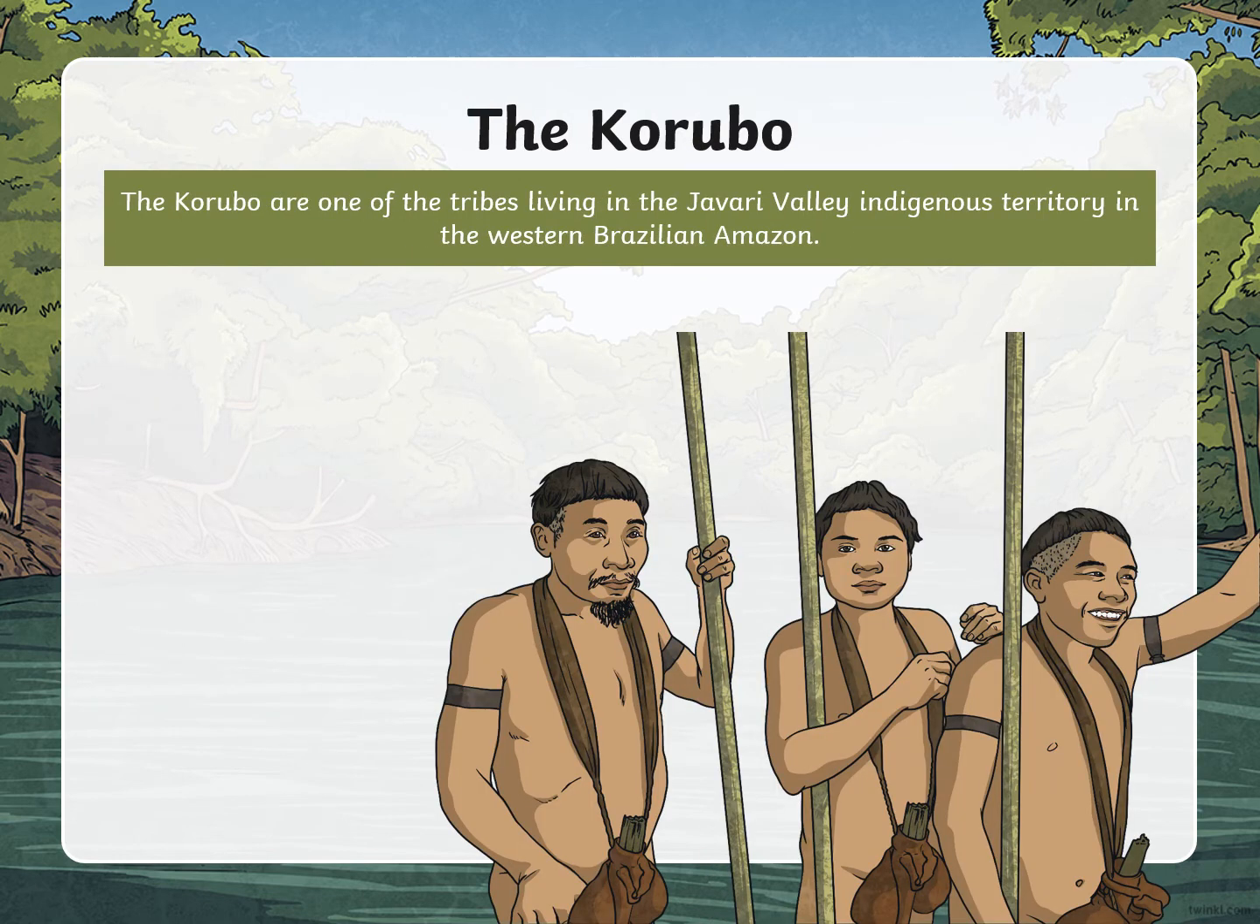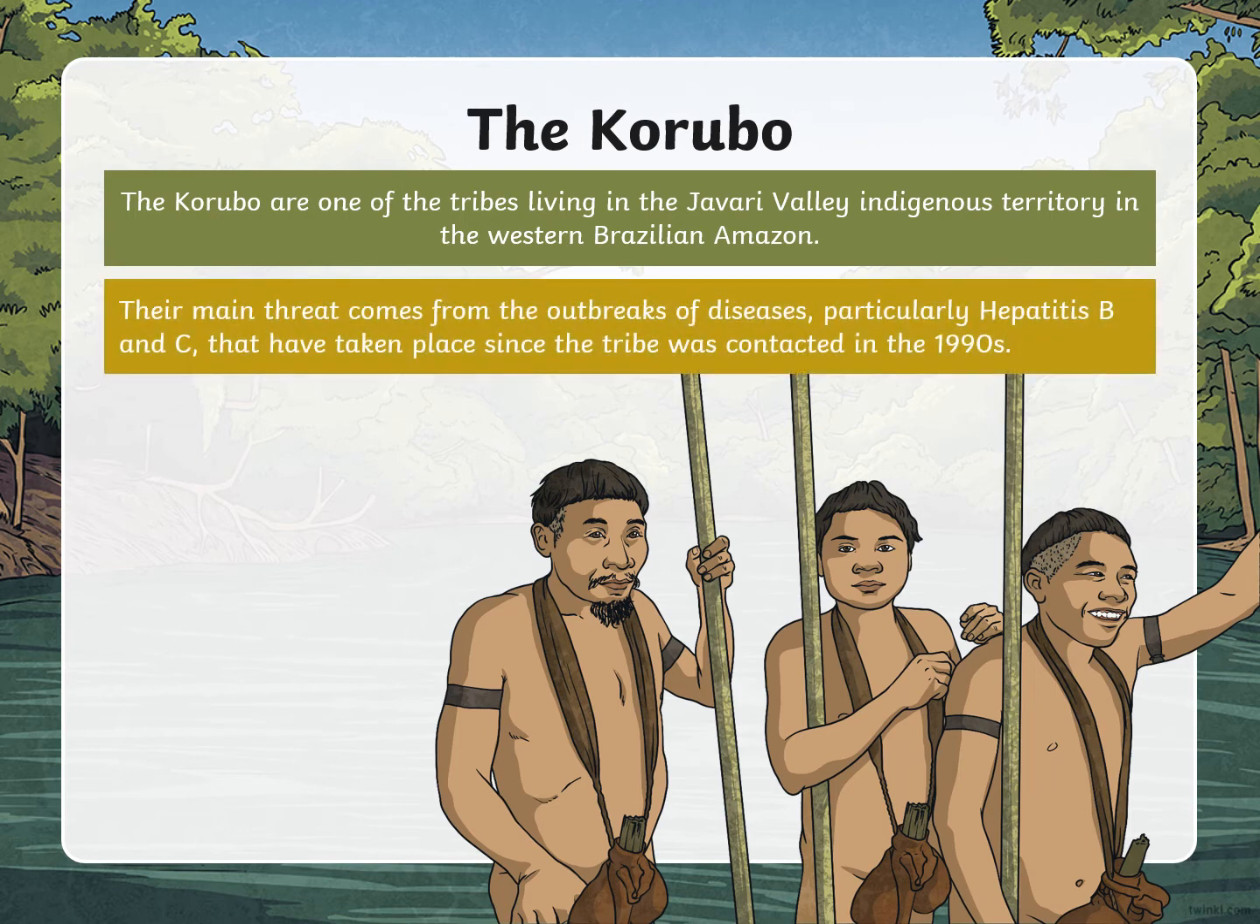Another tricky one. Okay, the Kuru. So the Kuru are one of the tribes living in the Javari Valley, indigenous territory in the western Brazilian Amazon. Their main threat comes from the outbreak of diseases as well, particularly hepatitis B and C, that have taken place since the tribes were contacted in the 1990s. So not so long ago.